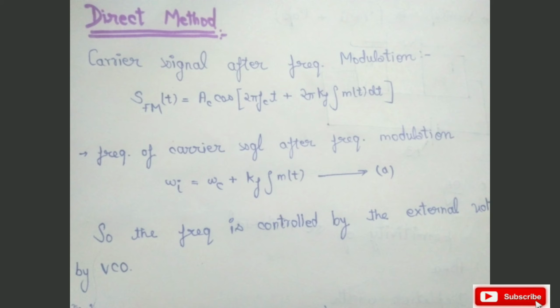So in FM, it is also clear that a change in the message signal results in a change in the frequency. From where we derive these two equations, the link will be in the description box. The device from which we can control our frequency by an external voltage is called the VCO. VCO is the voltage controlled oscillator.